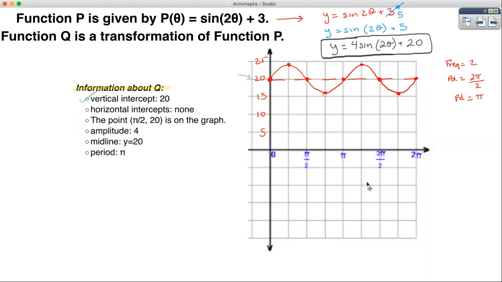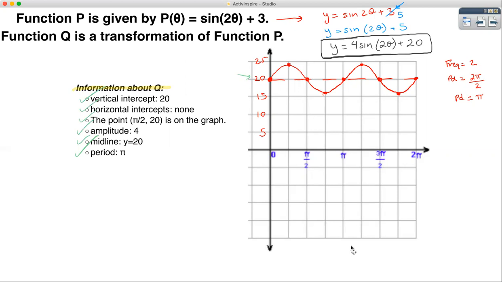Definitely I see pi over 2, 20 on the graph. So we are a check over there. The amplitude is 4. We definitely have that. And our midline is at y equals 20. Check. Our period is also pi. So this is our function Q. The equation for our function Q is 4 sine 2 theta plus 20. And our graph looks like what's on the screen.